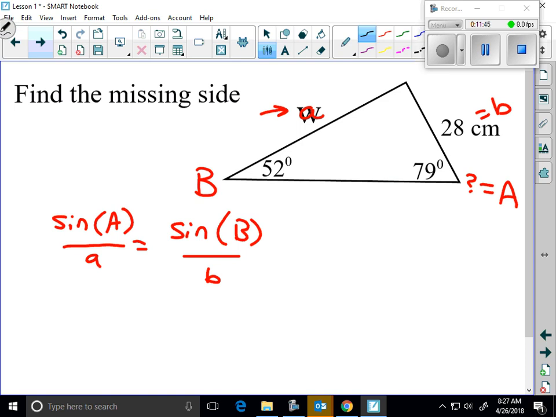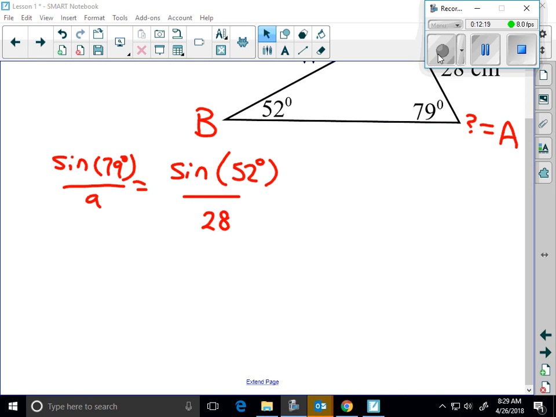Which of these four letters, capital A, capital B, lowercase a, or lowercase b, are we looking for? Lowercase a. So what would I fill in here for uppercase A? 79 degrees. What's uppercase B? 52 degrees. What's lowercase b? 28. And we're going to do some cross multiplication.